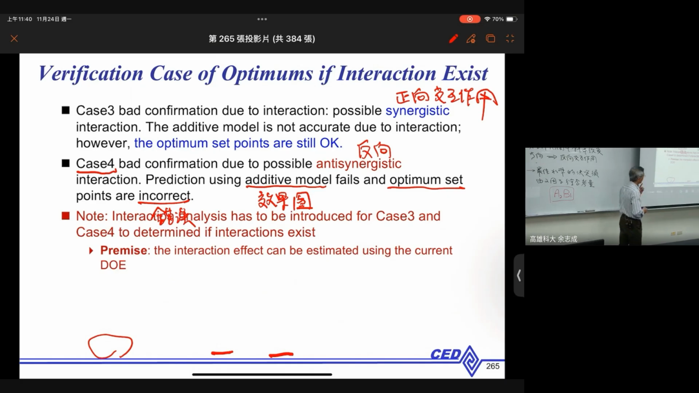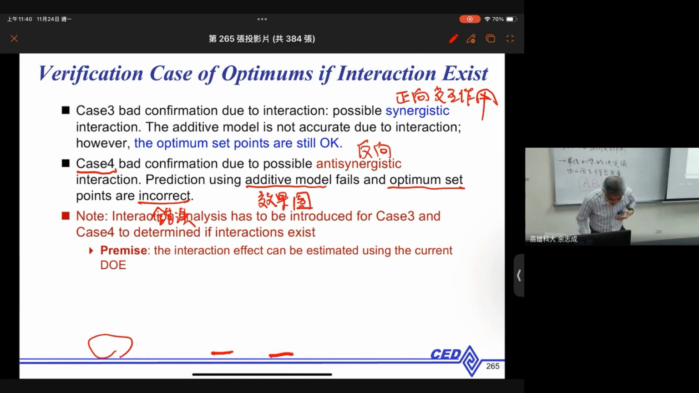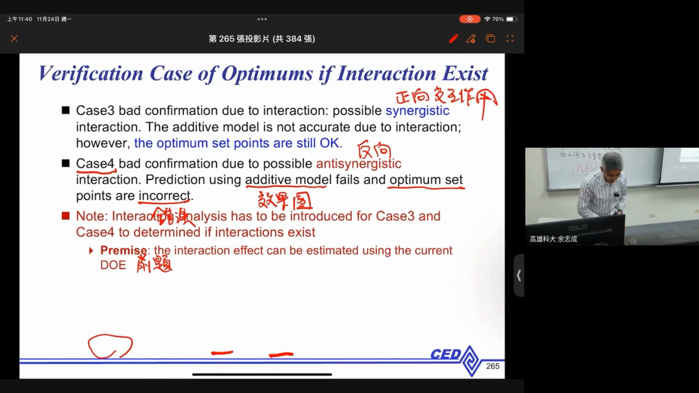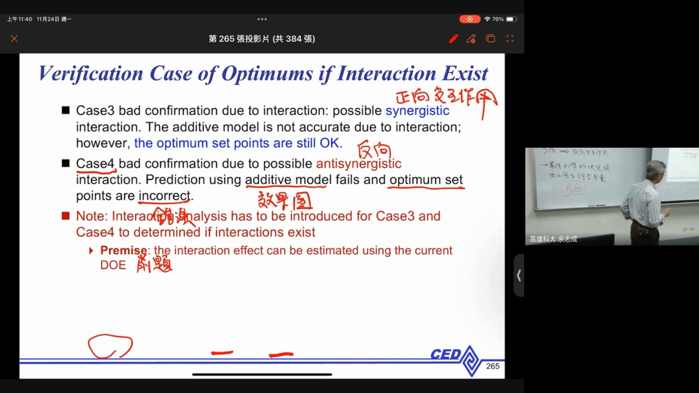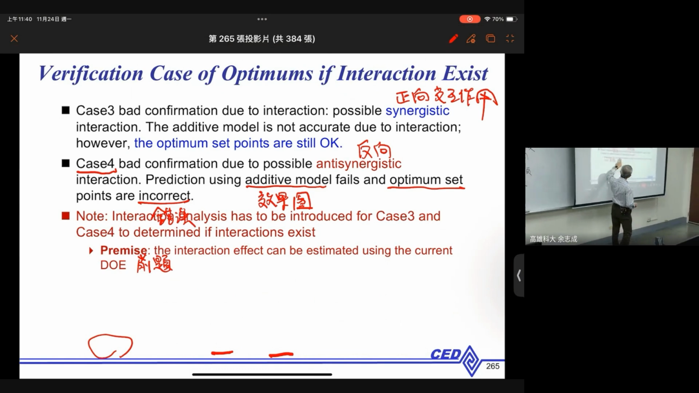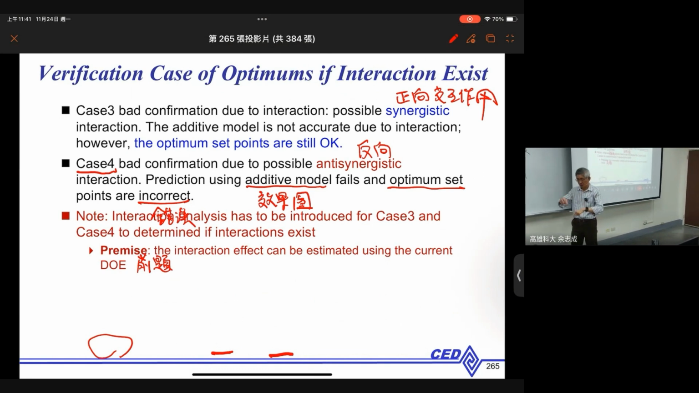But the problem, or I should say the premise, meaning the assumption, 前提. When you do this, the assumption is that the interaction can be estimated. The interaction can be estimated. What does that mean? I will show you later.